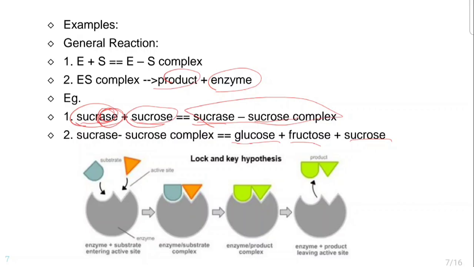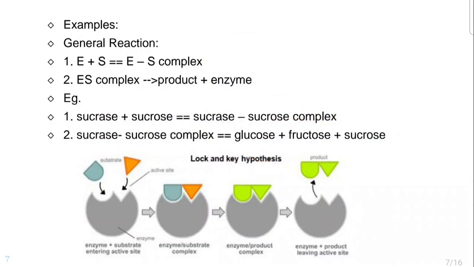What are those? Your sucrose is composed of glucose and fructose. So it could be degraded into glucose and fructose, and the sucrase is still remaining. So again, let us repeat.